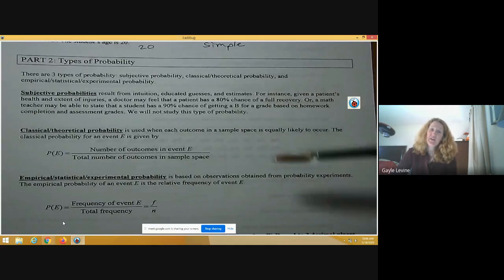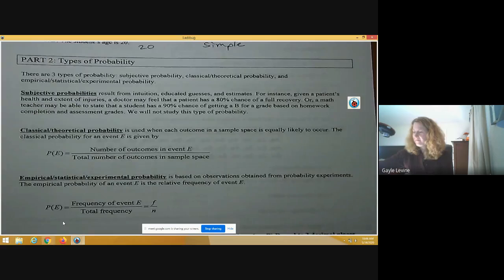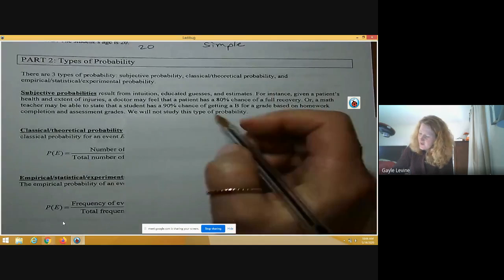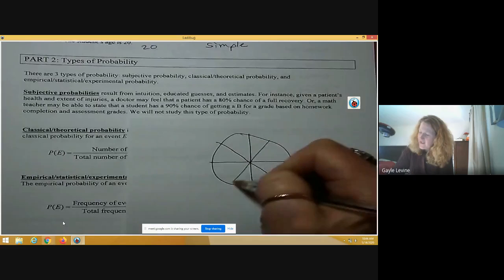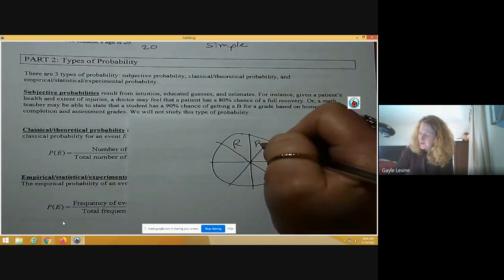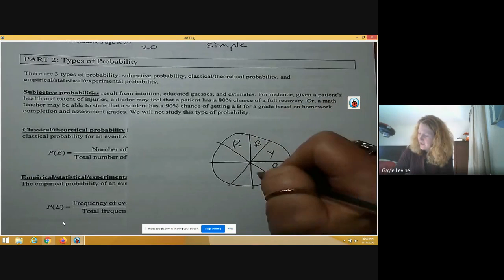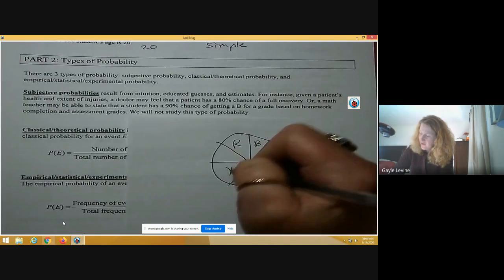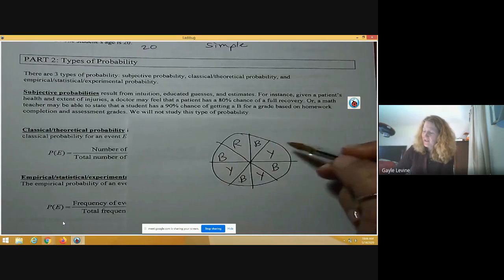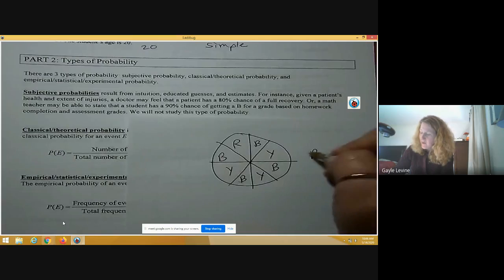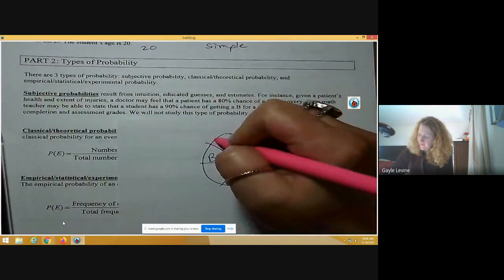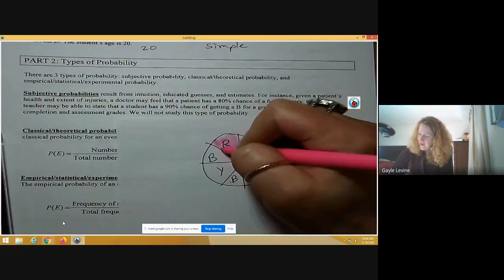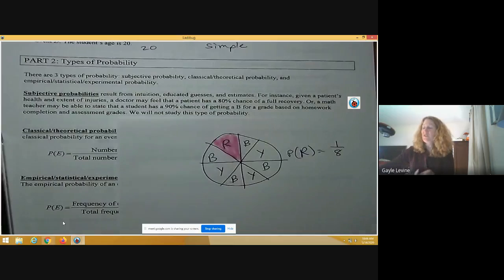So if I give you a spinner and let's say the spinner is divided into 8 sections. This is red, this is blue, yellow, blue, yellow, blue, yellow, blue. And I said, what's the probability of getting a red? So the probability of getting a red would be 1 out of the 8 sections. I'm going to highlight it as pink. Okay, but that would just be 1 out of 8. So it's what you're supposed to get.